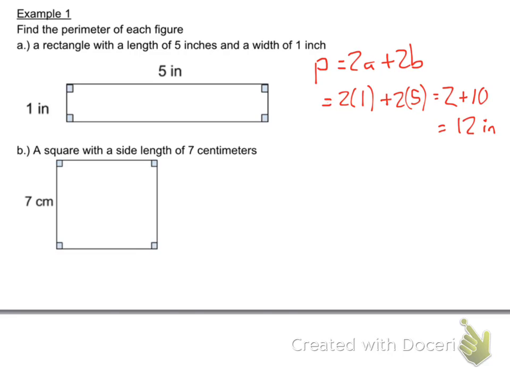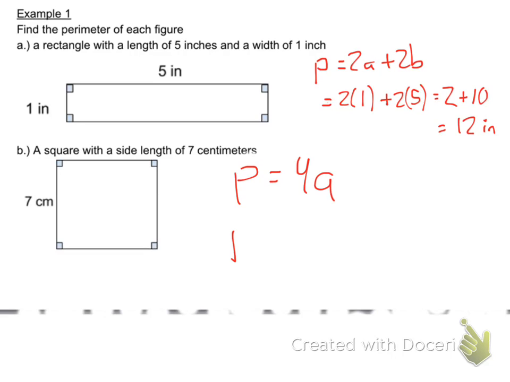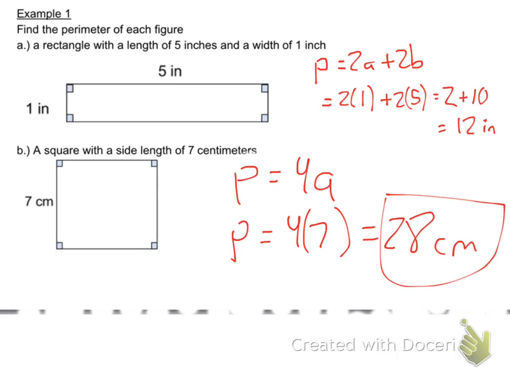Try it on your own. That should be enough time. What is the formula for this one? P equals 4a. So P equals 4 times, what's a? Which is 28 centimeters. Done. Okay, not so bad.